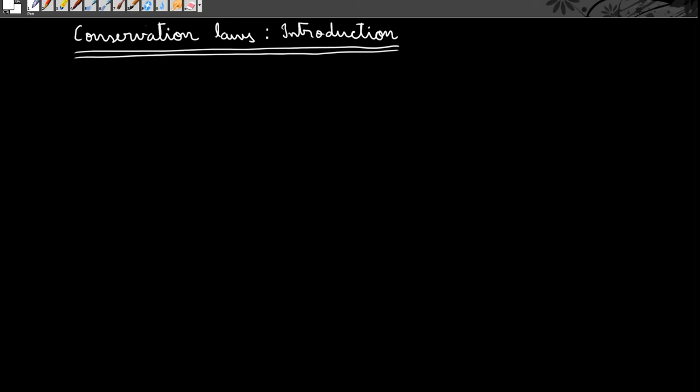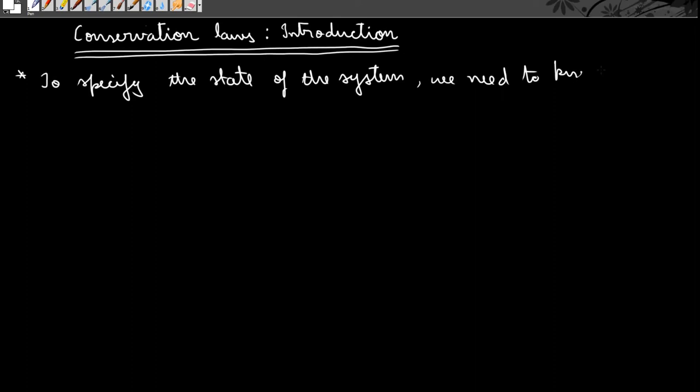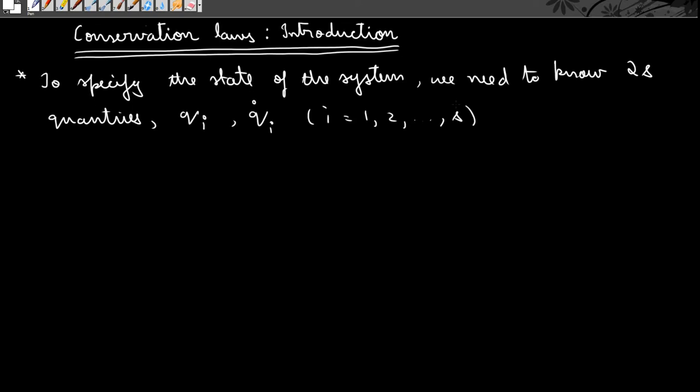So far we have seen that to specify the state of the system, we need to know 2s quantities, which are the generalized positions and generalized velocities, q_i and q_i dot, where i goes from 1 to s, where s is the number of degrees of freedom. We need to know how they vary with respect to time, as a function of t.